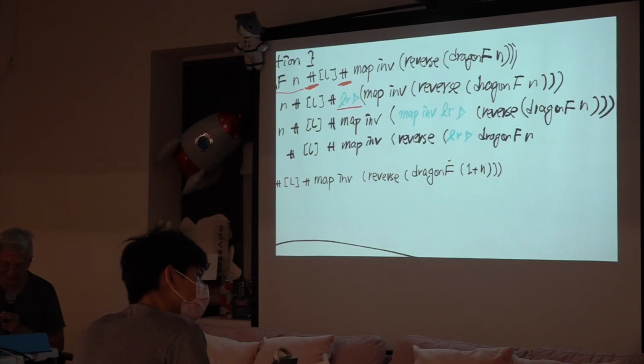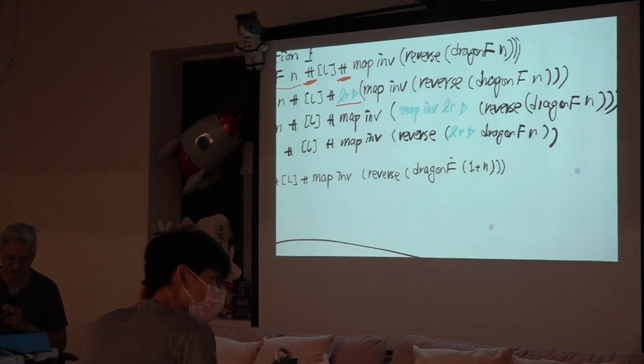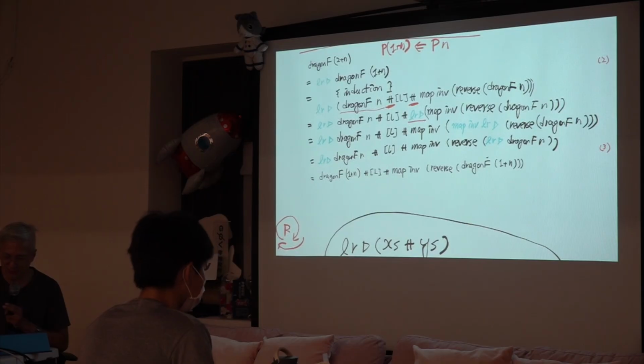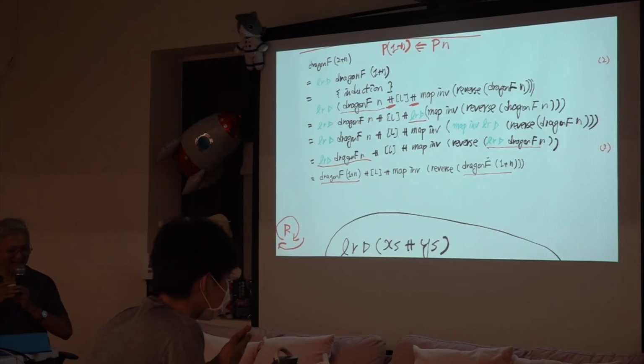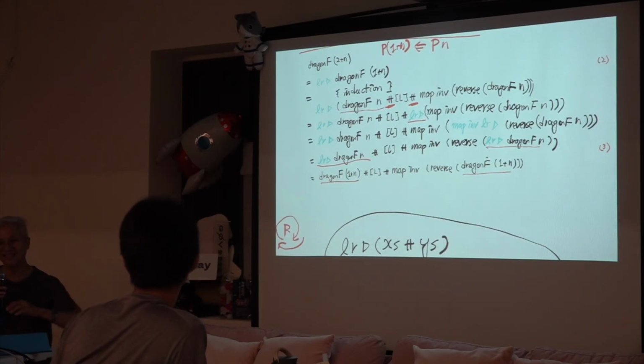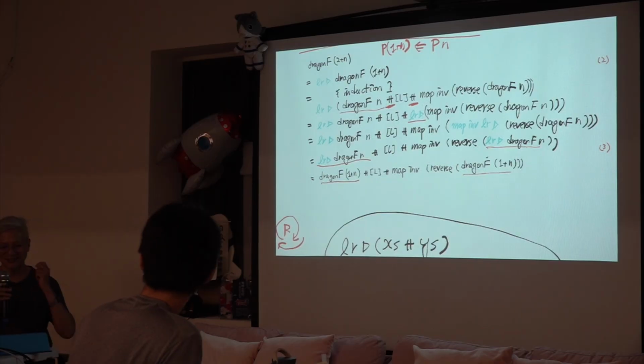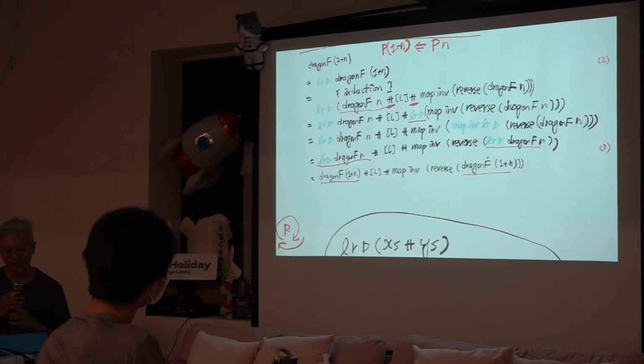F of N. Which is what I want, because this one by definition is dragon F of 1 plus N. And this one by definition is dragon F of 1 plus N. So we are done. And yeah, then I used about an hour, so I will stop here.